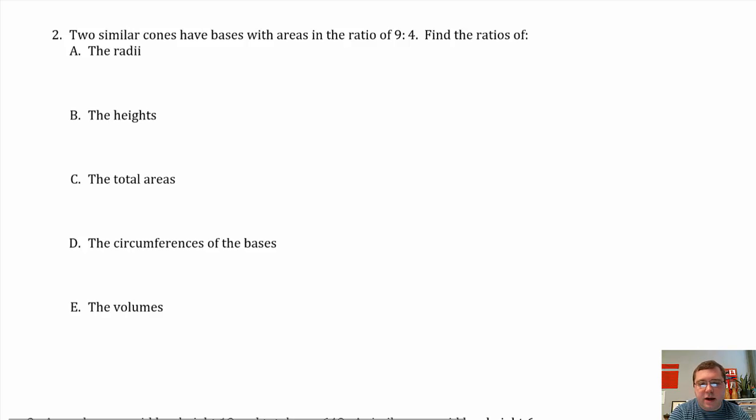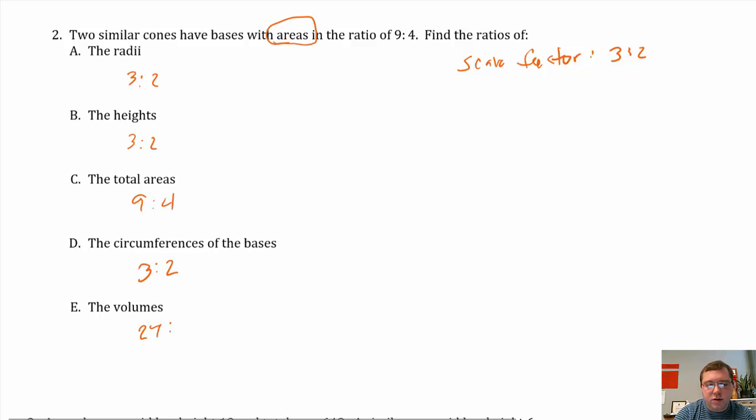Two similar cones have bases with areas in the ratio of 9 to 4. Find the ratios of the radii, the heights, the total areas, the circumference of the bases, and the volumes. So we are given the ratio of the areas, which means the scale factor is not 9 to 4, because the areas are squaring the scale factor, so the scale factor must be 3 to 2. The radii are just lengths. They're not areas, they're not volumes, so they're also 3 to 2. The heights are also lengths, so they're 3 to 2. The total areas of the cones are areas, so we square the scale factor. That's 9 to 4. The circumference of the bases is a measure of length, so it's just 3 to 2. The volumes we have to cube, so it's 3 cubed, which is 27, to 2 cubed, which is 8.